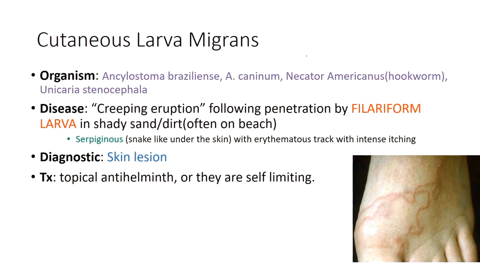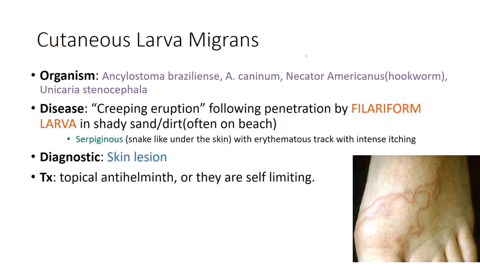So next is cutaneous larva migrans. This is actually very common. You're probably going to come across this in practice. And this can be caused from a lot of different worms. So Ancylostoma braziliense, A. caninum, Necator americanus, which is that hookworm we covered before in GI, Uncinaria stenocephala. All these guys can cause this cutaneous larva migrans.